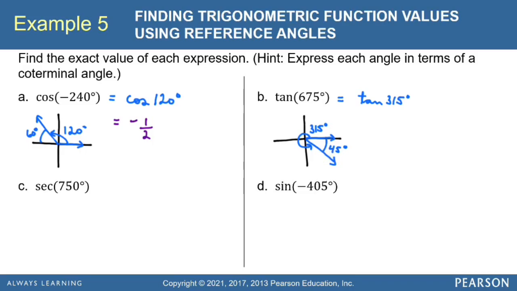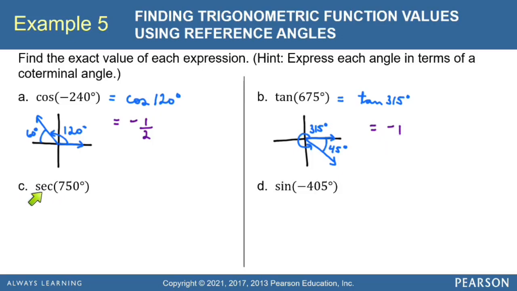And now we're ready to find this function value. So we remember that tangent values are negative in quadrant 4, so we put down our negative sign, and then we know that the tangent of 45 is 1. So now the tangent of 315 degrees is negative 1.